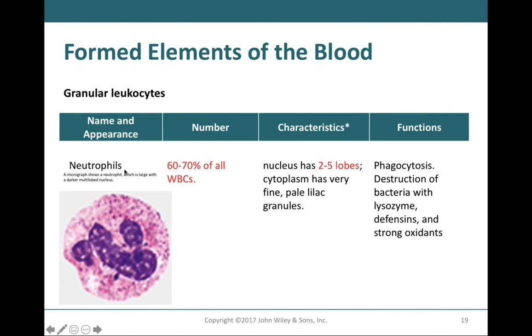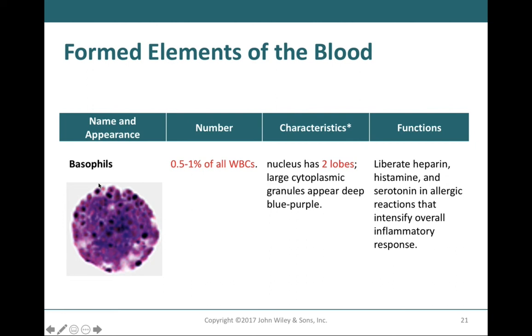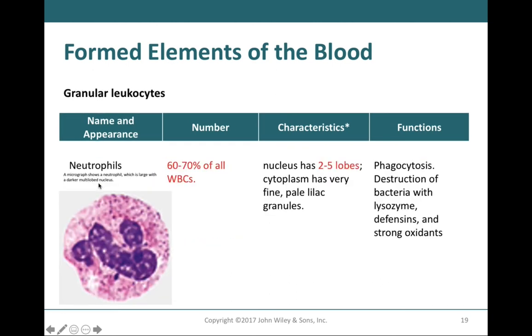So first and foremost, we're going to go over our granular leukocytes. There are 3 of these: the neutrophil, the eosinophil, and the basophil. These are called granulocytes because they contain cytoplasmic granules, and you'll see that on the pictures that are associated with each slide. So first and foremost is the neutrophil. The neutrophil is the most common of all white blood cells. You can see that the neutrophils make up almost 3/4 of all of our white blood cells.